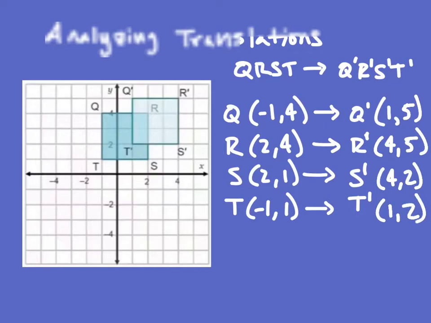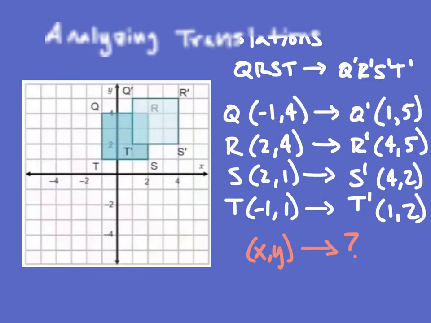So the question is what am I doing from going from my original x, y values to my new x, y values? So I want to ask this question. To go from -1 to 1, what am I doing? To go from 2 to 4, what am I doing?